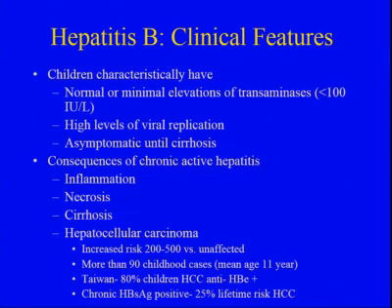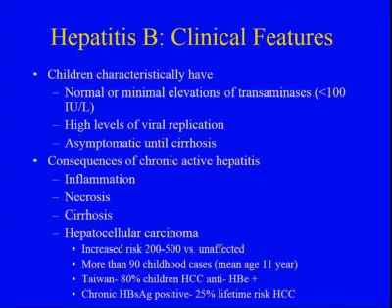Again, children typically have minimal elevation in their transaminases. That's not necessarily a good sign. They typically have very high HBV DNA levels, and they're asymptomatic till cirrhosis. And the sequence is inflammation to necrosis, which is cell death, cirrhosis, and hepatocellular carcinoma.